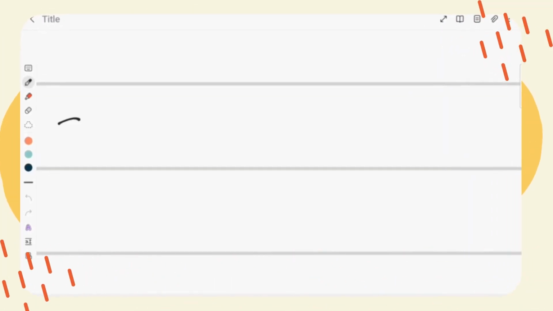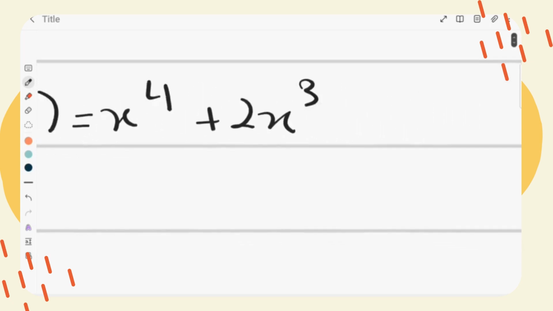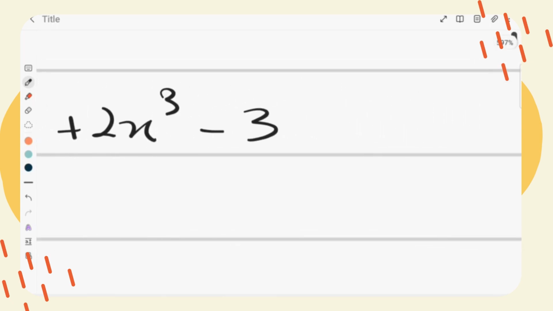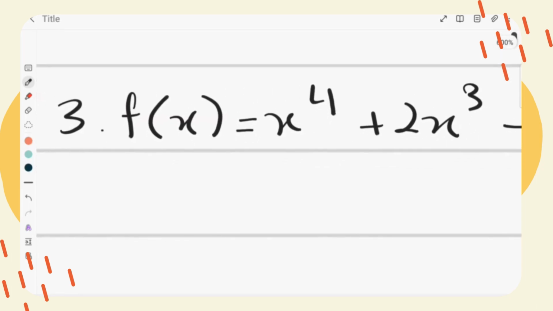So for question 3, the question is, let f(x) equal x^4 plus 2x^3 minus 3x^2 minus 4x plus 4. So this is our function. And then the question is, find a critical number.